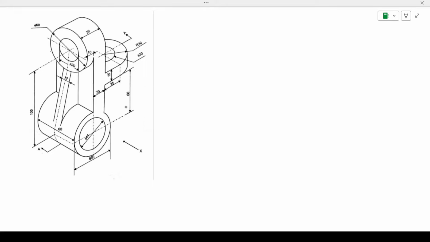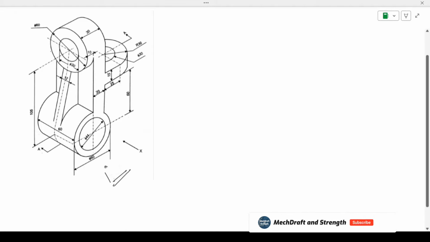So this is our third problem on orthographic projection. We have to draw the front view, top view and the side view of this object by the first angle projection method.